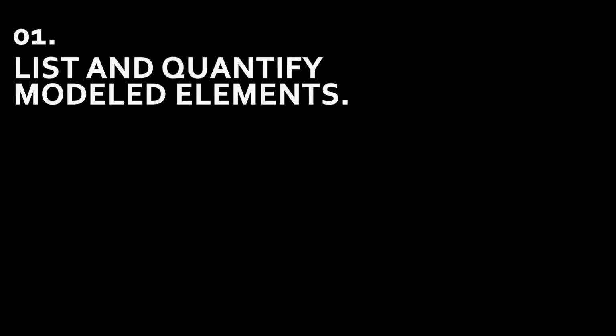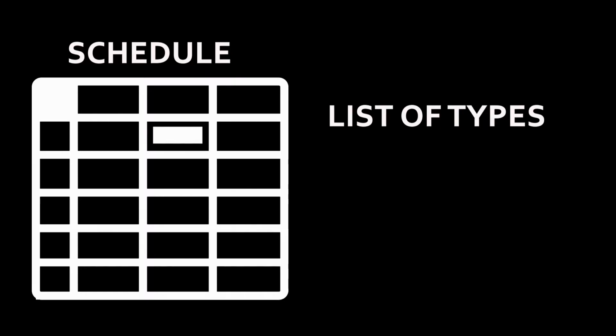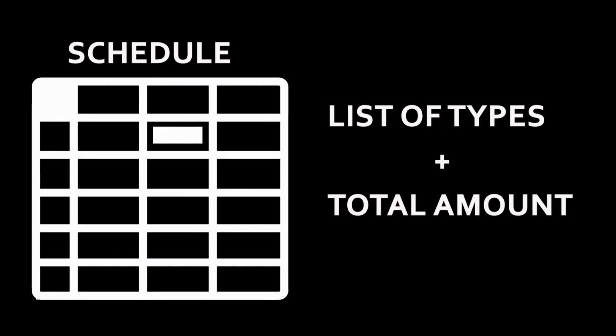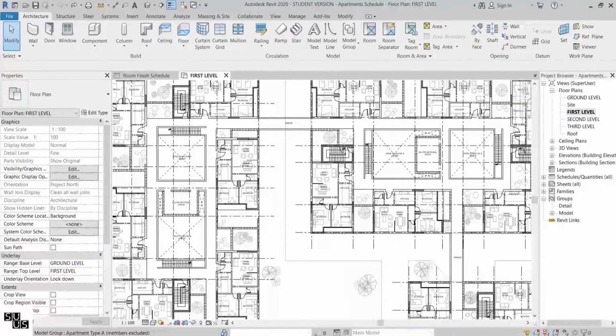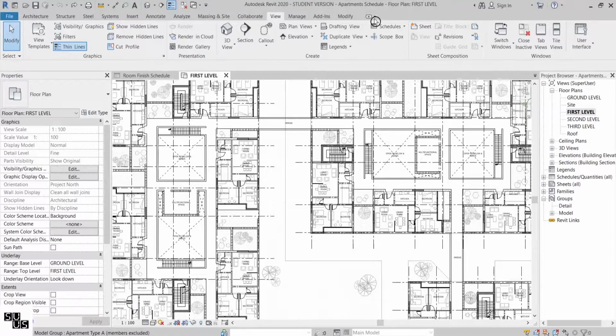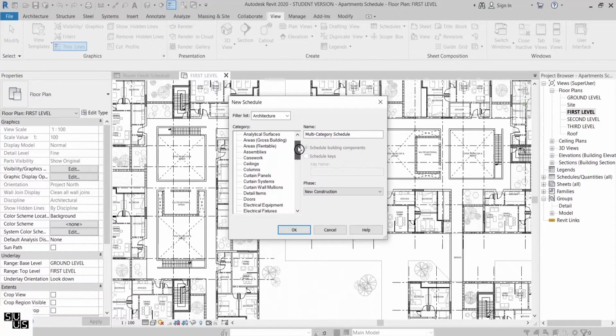First point, list and quantify modeled elements. This point is about creating a standard schedule in Revit, such as doors, windows, and rooms schedules, which will list all these categories' types and calculate their total amount in the model. You can create these schedules by clicking on View, then Schedules, then Schedules and Quantities. Here you can see all the categories that Revit can put in a schedule. For demonstration, I'll choose Room Schedule.